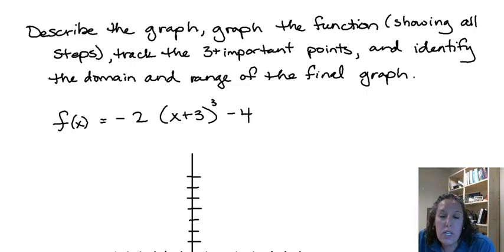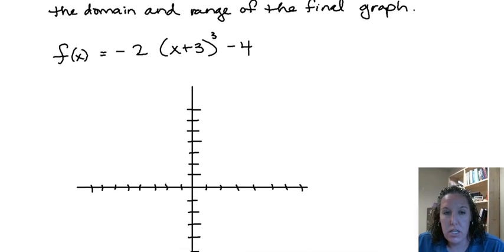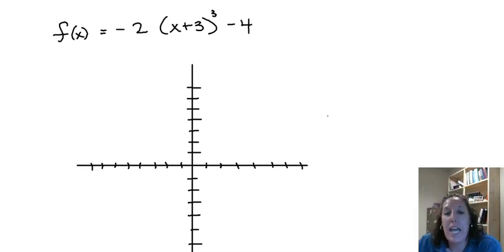Hello, in this video we're going to take a look at some examples of graphing using transformations. For this first one we're going to describe the graph, graph the function, show all the steps graphing that function, make sure and track our important points, and then identify the domain and range at the end. Alright, so our equation is f of x equals -2 times (x plus 3) cubed minus 4.